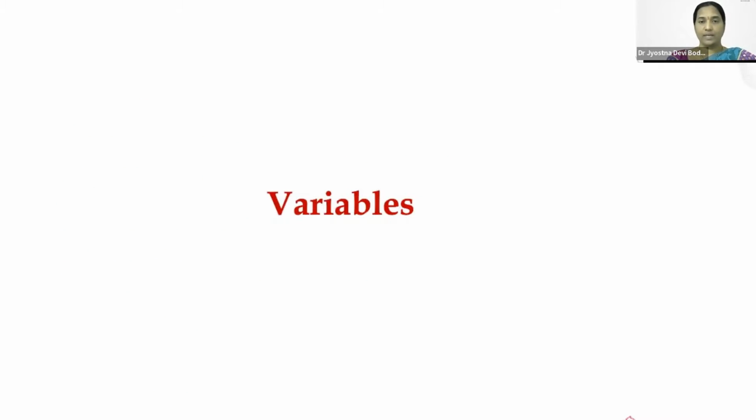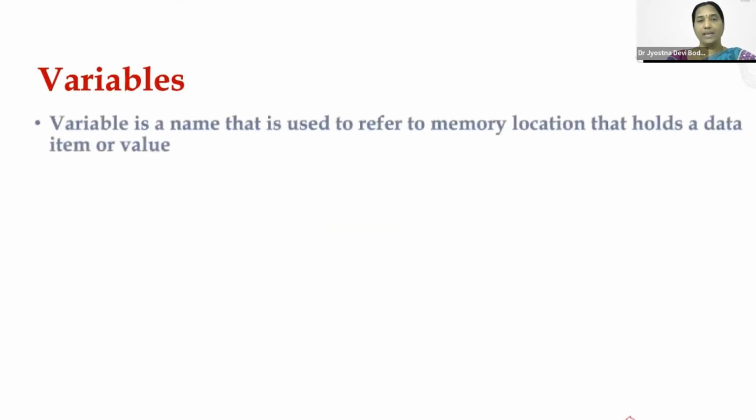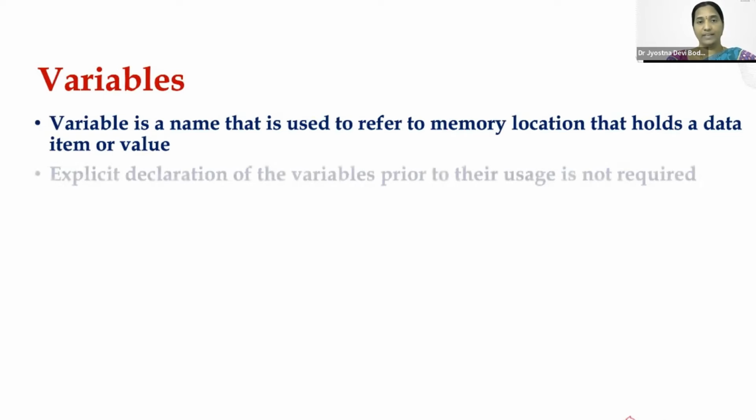So let's try to understand variables. What is a variable? A variable is any name that is used to refer to a memory location, and the memory location is in turn holding a data item or a value. So that means we are using some name to refer to the memory location, and the memory location is holding some value. That is what a variable is.